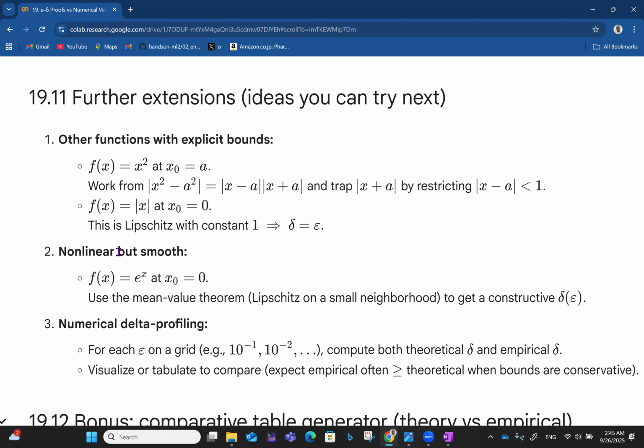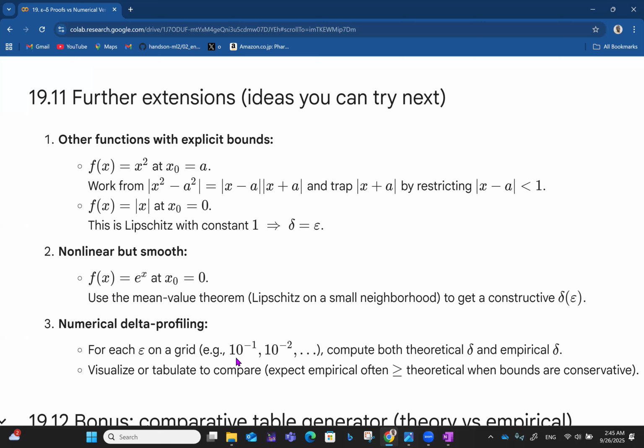We have nonlinear but smooth functions like f of x equals e raised to x at x not equal 0. You can use the mean value theorem, which is Lipschitz on a small neighborhood, to get a constructive delta of epsilon also. Then you have numerical delta profiling.